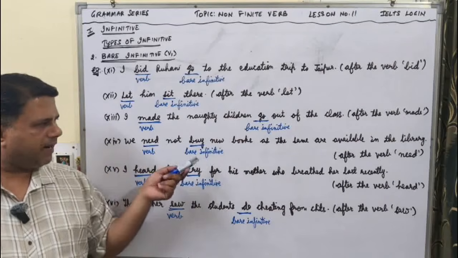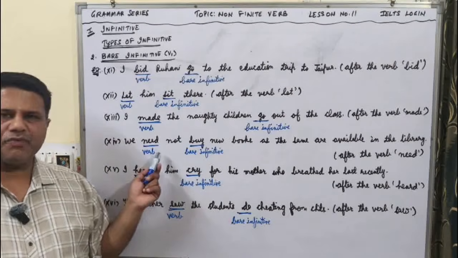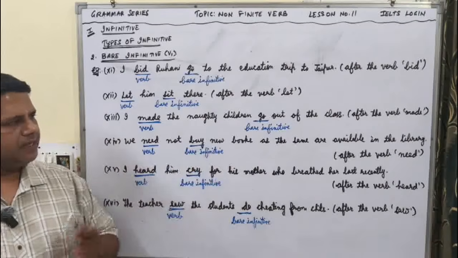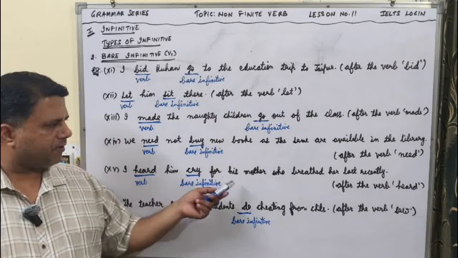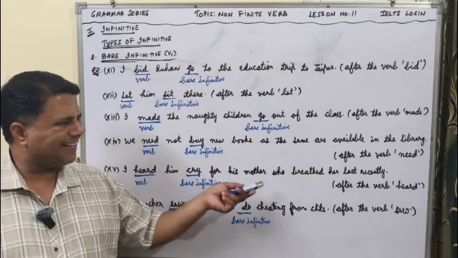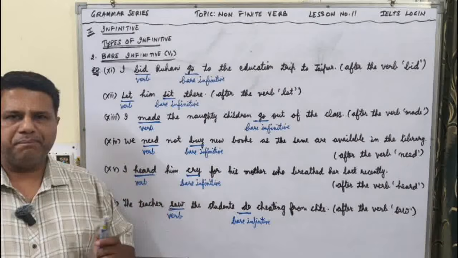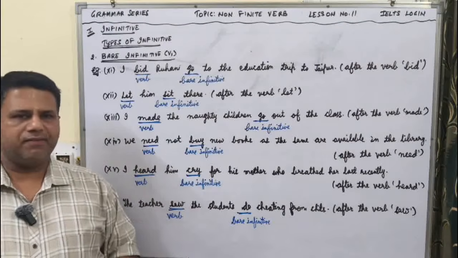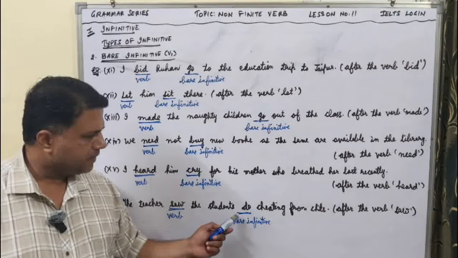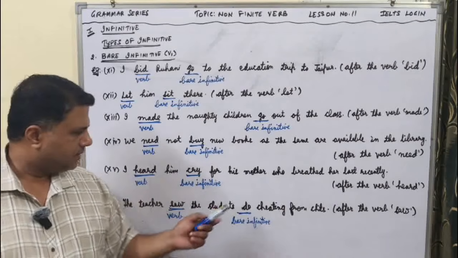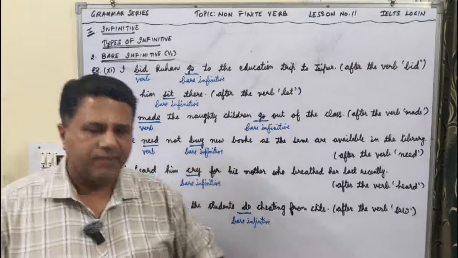Then we need not buy new books as the same are available in the library. So need is verb, buy is bare infinitive. It is used after the verb need. I heard him cry for his mother who breathed her last recently. So heard is verb and cry is bare infinitive. So it is used after the verb heard. The next example is the teacher saw the students do cheating from chits. Saw is verb and do is bare infinitive. So it is used after the verb saw.